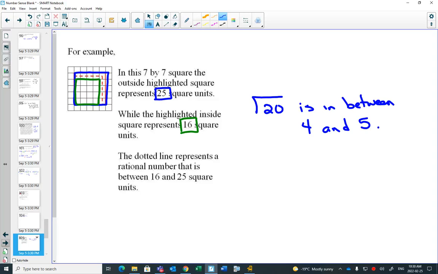4.472, 3 decimal places? How close? Square root of 20? How close was I? Yes! 3 decimal places, right. Smoked it. Smoked it. Yeah, it was like. Okay.